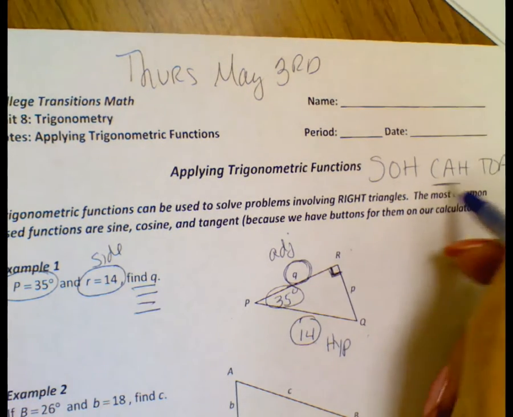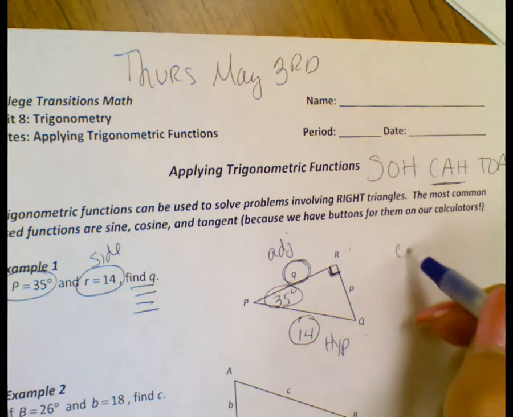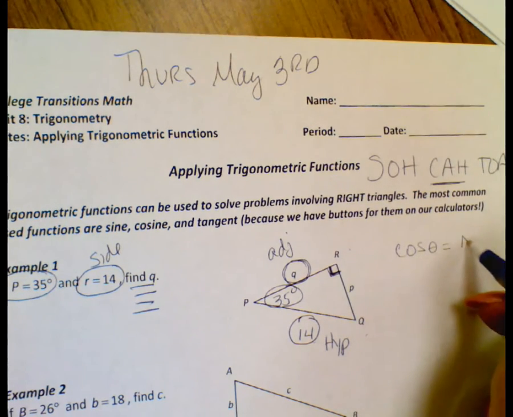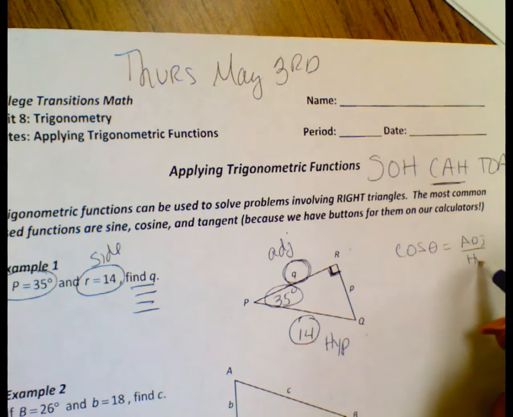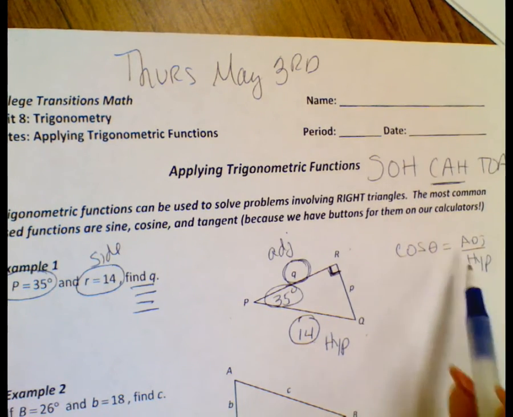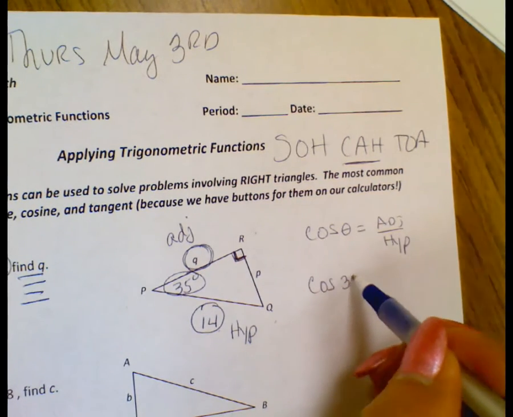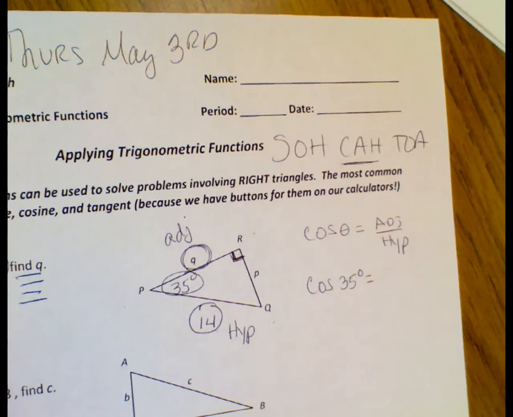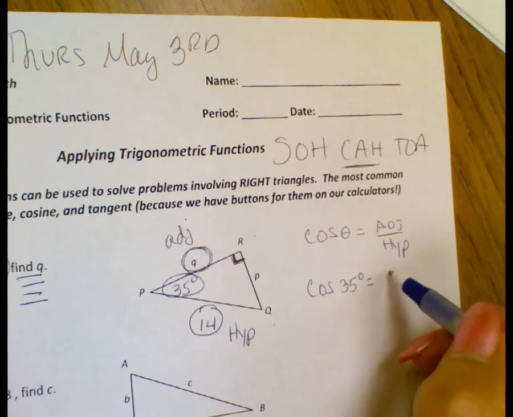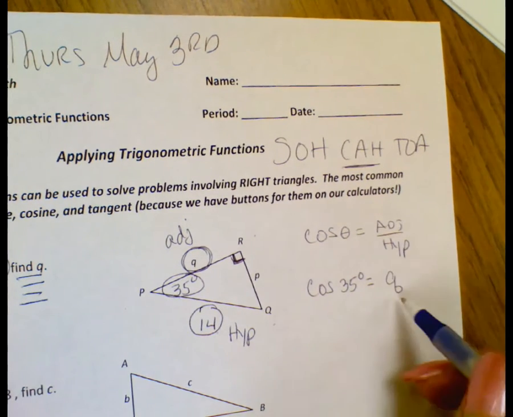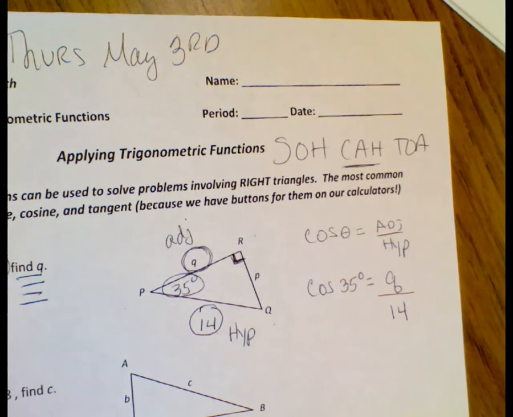If you look up here, cosine is CAH. So cosine of theta is adjacent over hypotenuse. So if we fill in what we know in this problem into this ratio, we should be able to solve for it. So the angle is the 35. So fill 35 in for theta. The adjacent side is Q. That's what you're solving for. And the hypotenuse was given, side 14.